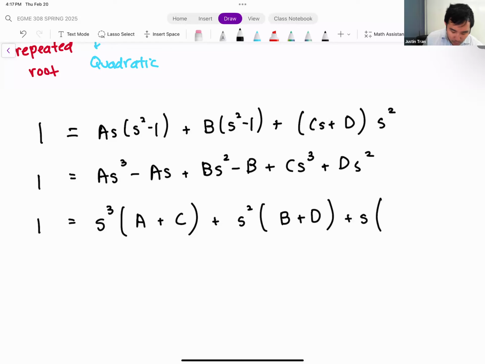Then all the terms that are multiplied by s. We have c minus a, and that's it. And then all the constant terms, which is just minus b.